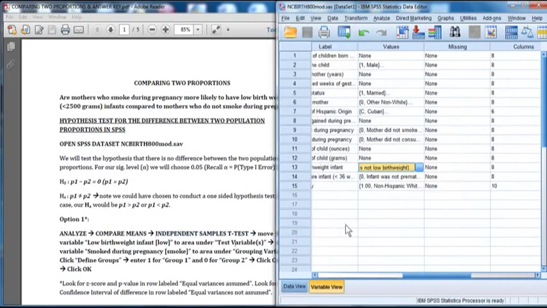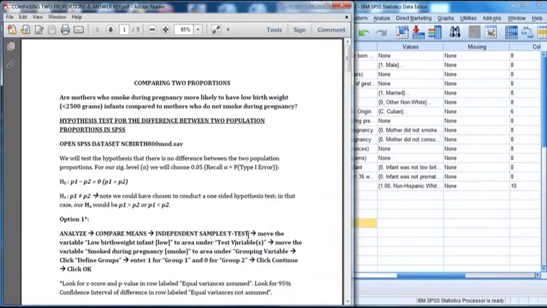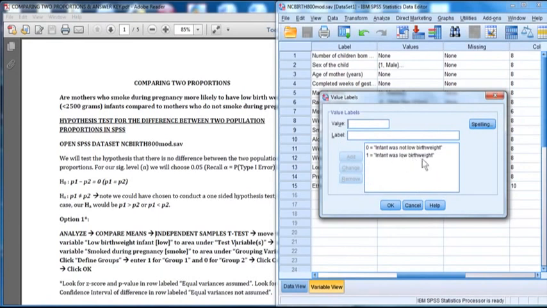And also, we need to do that to make sure that SPSS calculates the mean or proportion correctly, because if you recall from page 274 in your text, the mean of a dichotomous variable or a categorical variable, which is categorized as 0, 1, is simply the probability of the outcome designated by 1. So in this case, the outcome designated by 1 is infant was low birth weight.